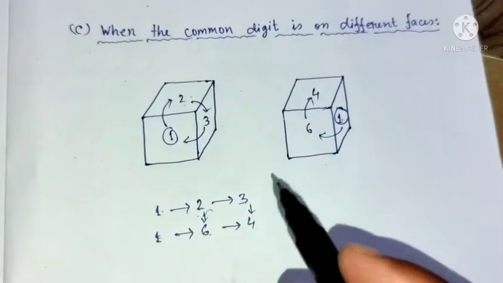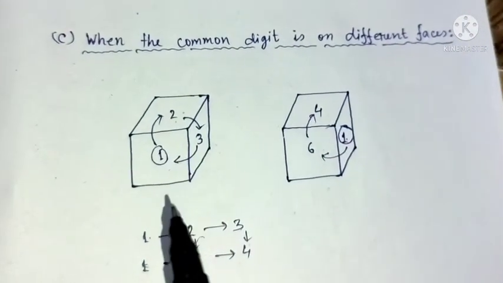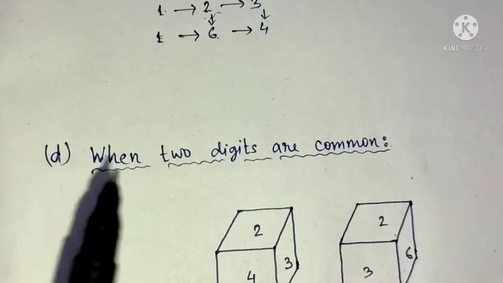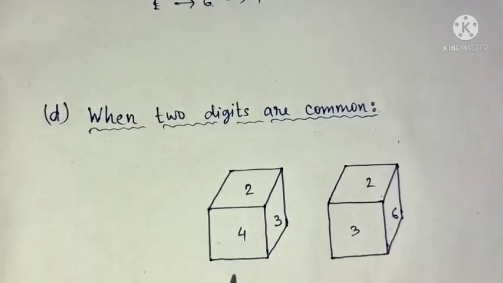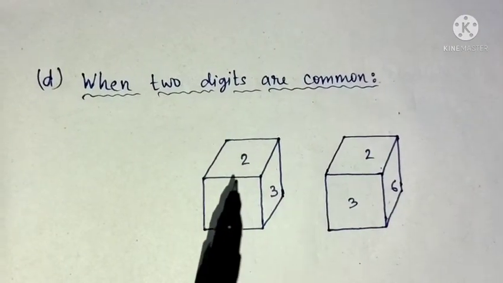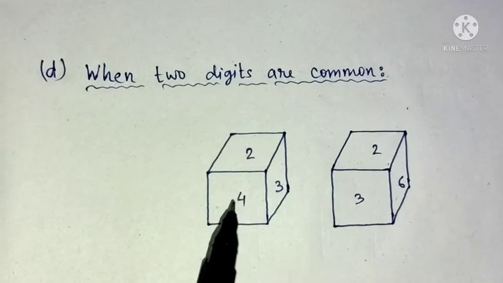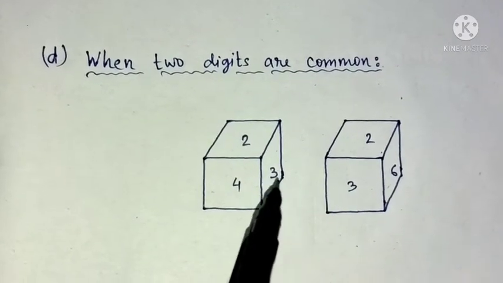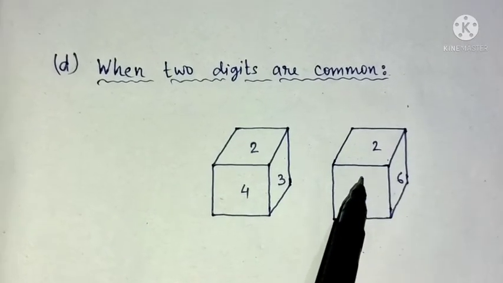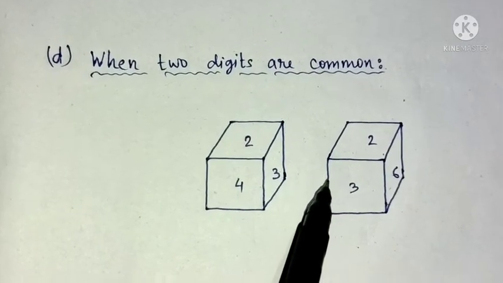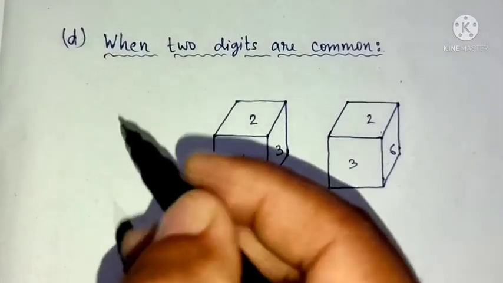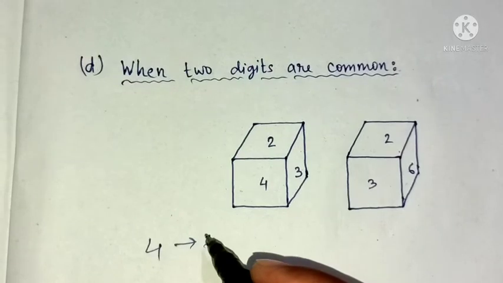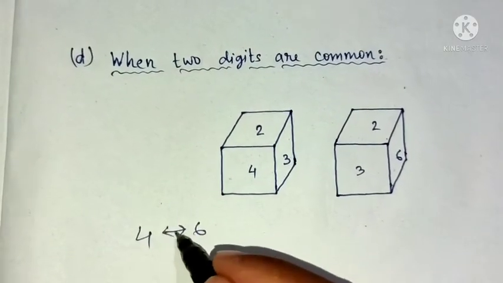So after this condition, let us see another condition, which is when two digits are common. In case two digits are common, here it is 2, here is also 2, here is 3, here is also 3. So in this case, which are non-common? 4 and 6. So these are opposite to each other. Very easy. The opposite of 4 is 6, and the opposite of 6 is 4.